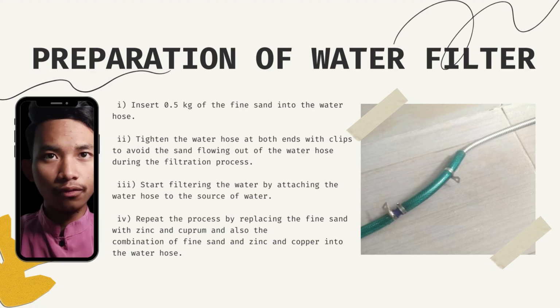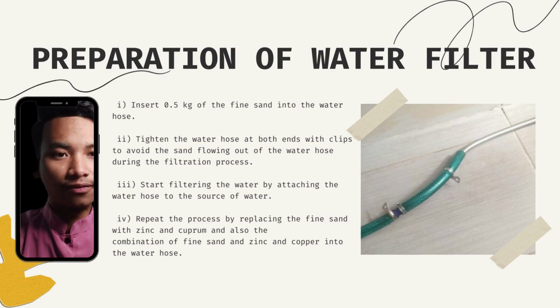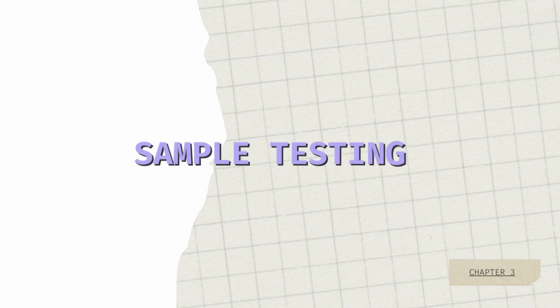Next, preparation of water filter. First, insert 0.5 kg of the fine sand into the water hose. Tighten the water hose at both ends with clips to avoid the sand flowing out of the water hose during the filtration process. Next, start filtering the water by attaching the water hose to the source of water. And lastly, repeat the process by replacing the fine sand with zinc and cuprum and also the combination of fine sand and zinc and cuprum into the water hose.